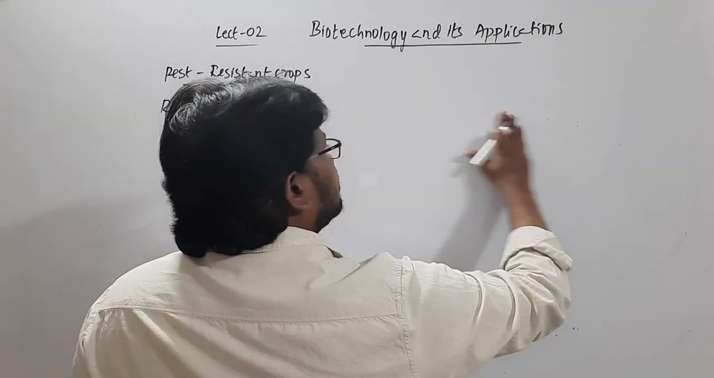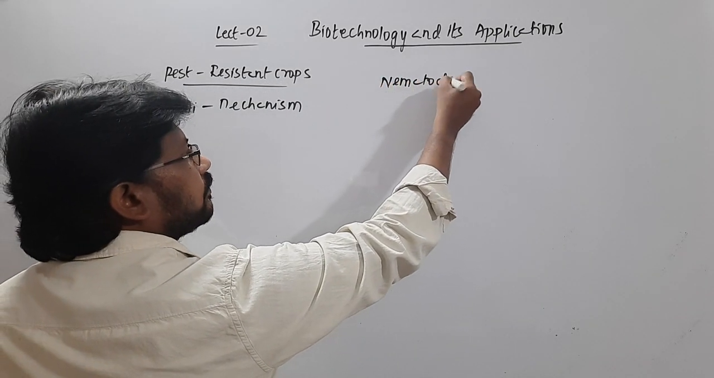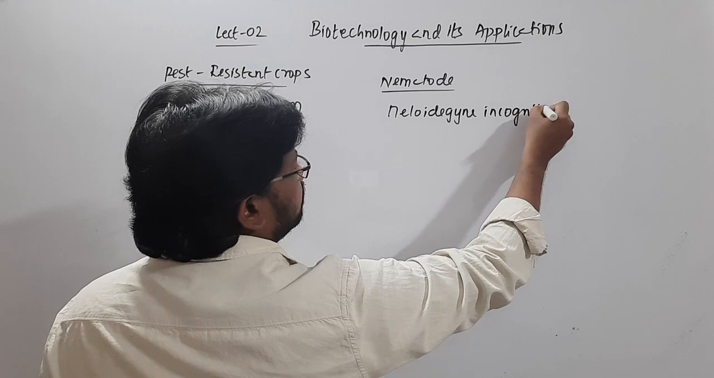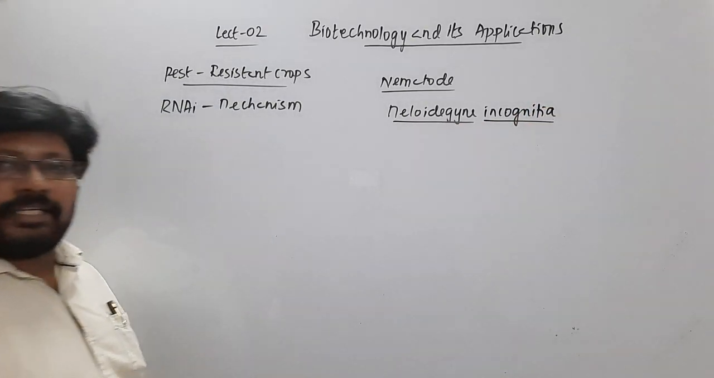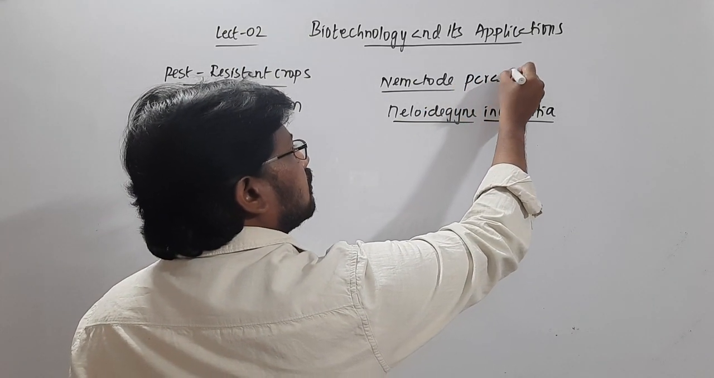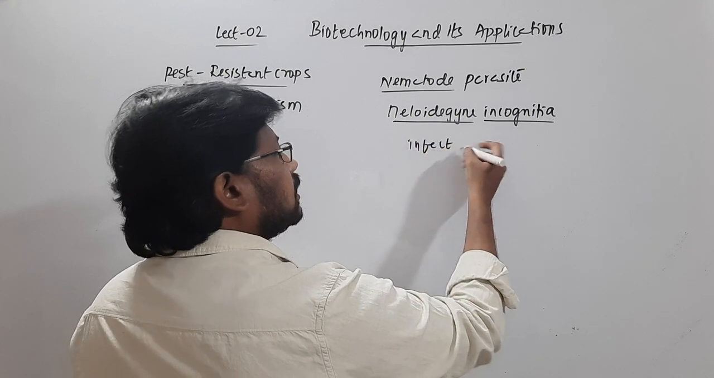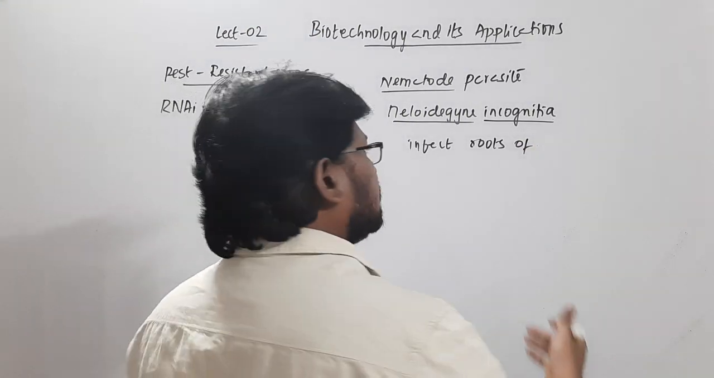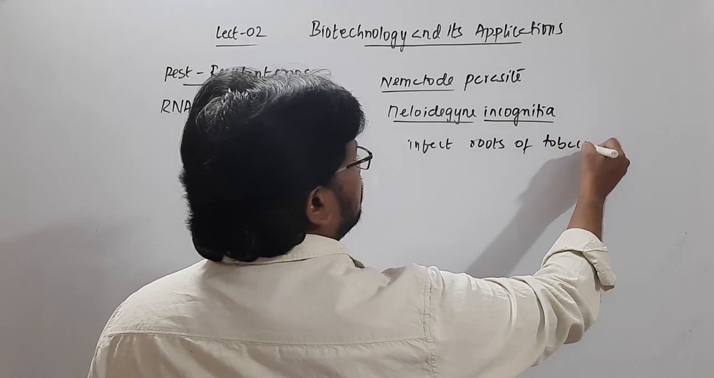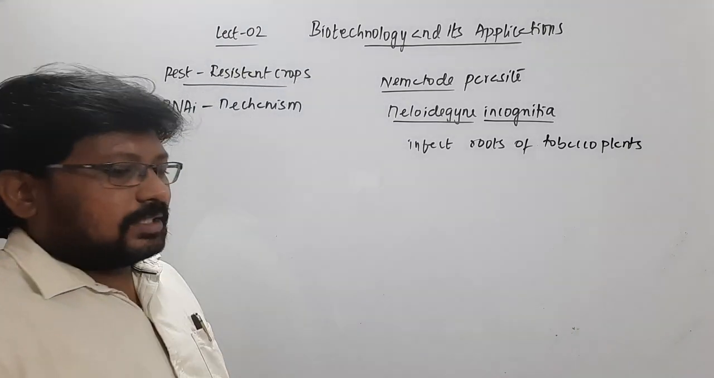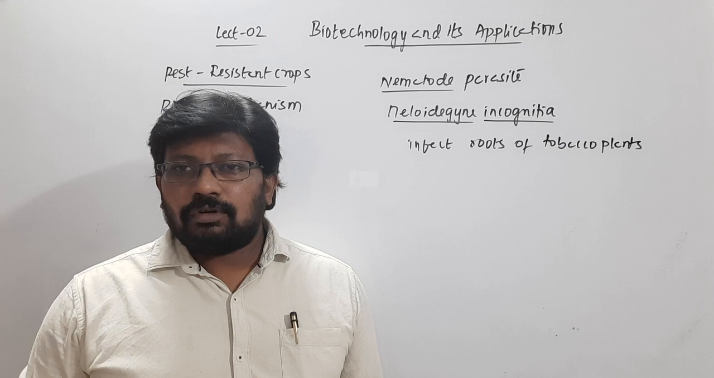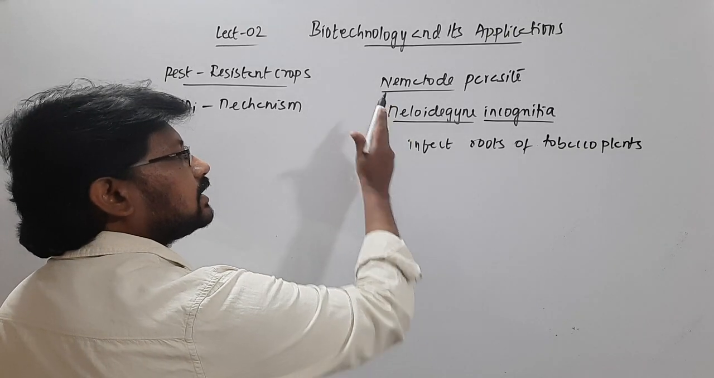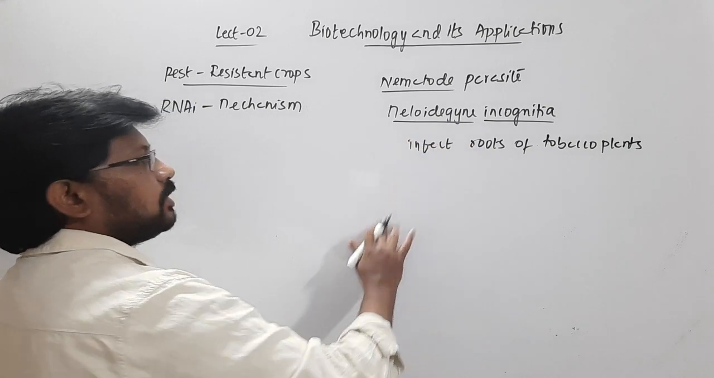So here there is a nematode, whose name is Meloidogyne incognita. So this is a parasite. It's a nematode parasite, and this one is going to infect the roots of several different species of plants. We'll see in this case tobacco as an example. So it infects roots of tobacco plants, and because of this the plants will not grow well, and there is a huge loss to the farmers. Okay, so this Meloidogyne incognita infects the roots of tobacco plants, and it is a nematode parasite.